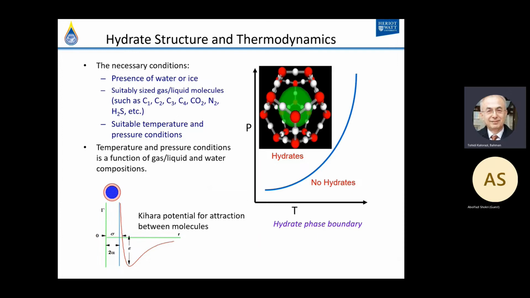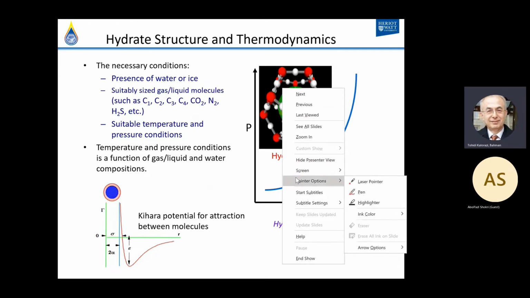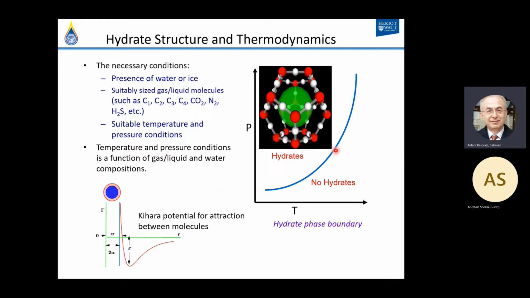For formation of hydrate, we need the presence of water or ice, suitable size gas or liquid molecules like methane, ethane, propane, isobutane, CO2, etc., and suitable conditions of pressure and temperature. Now, the suitable condition for pressure and temperature is presented in this figure. This is a suitable condition.